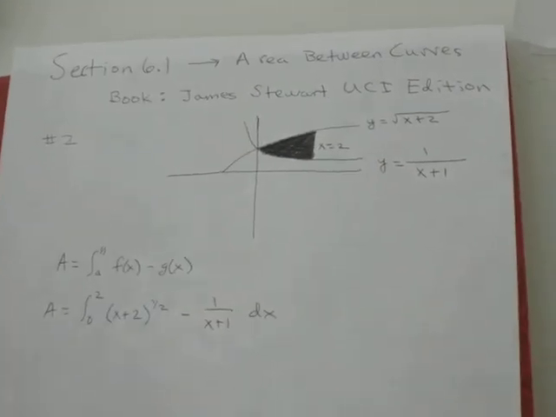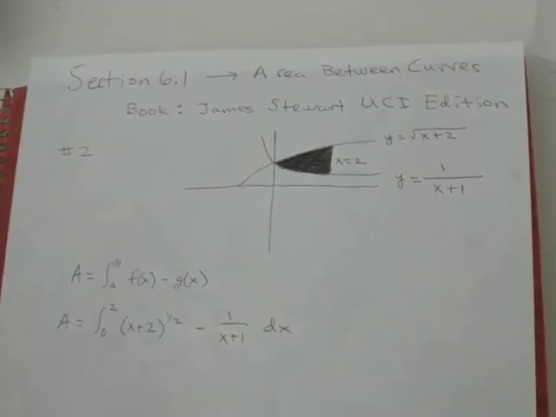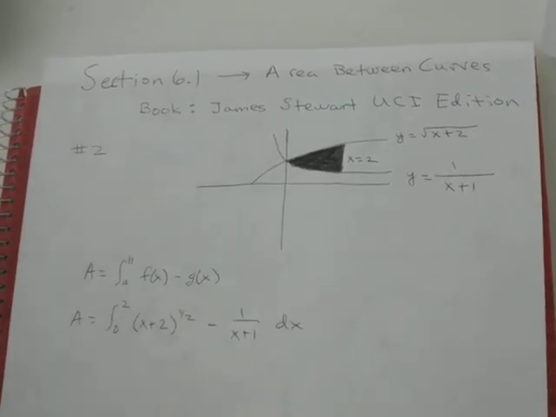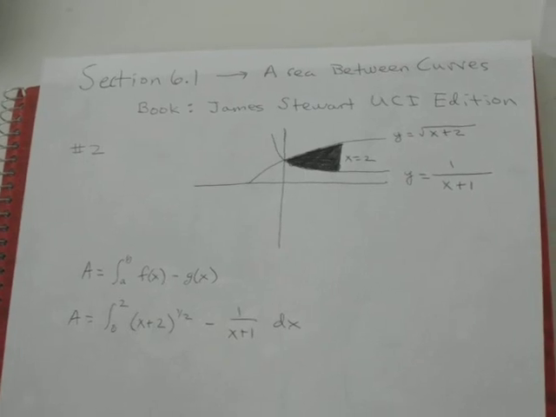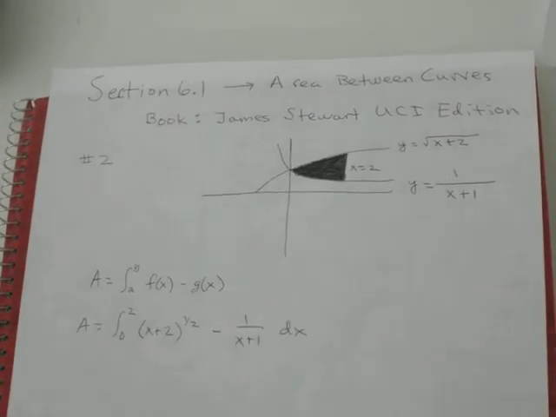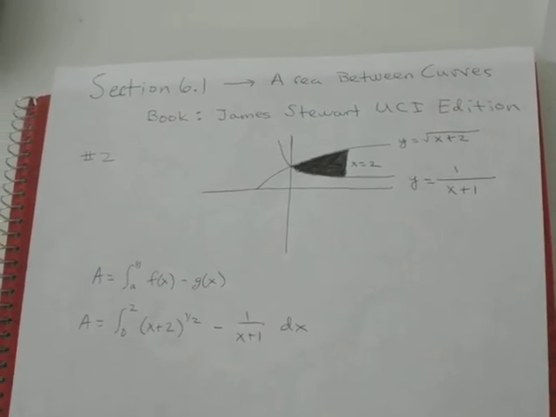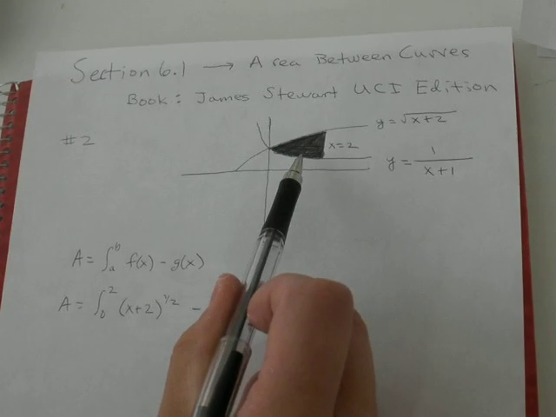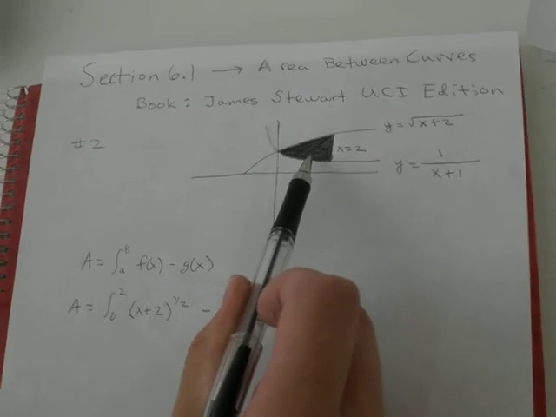Okay, this is an extra credit problem for Math 2B, Lecture 1 p.m. The problem comes from section 6.1, which is titled Area Between Curves. The book is by James Stewart, UCI edition, and in this section the problem is number 2. And what we need to do is find the area of the shaded region.